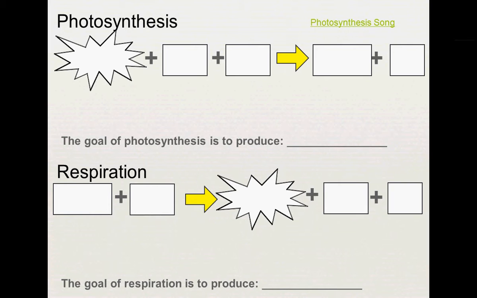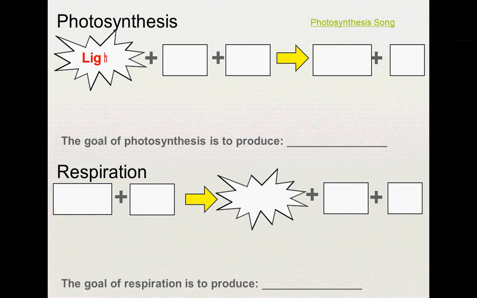So to start off with photosynthesis, it needs three things. In order for photosynthesis to happen, it needs three things. You told me one at the beginning of class as you answered the question of the day. What is it, Kayla? Sun. Yeah, it needs light. Now, we're just going to say light.